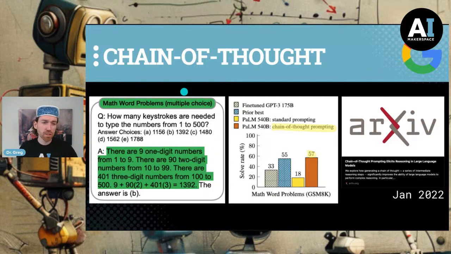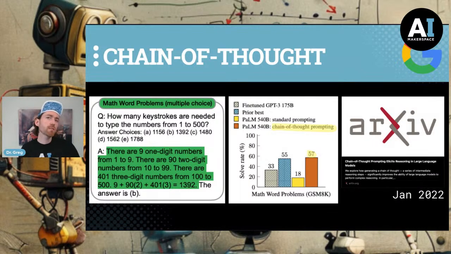If you get the question, for instance, how many keystrokes are needed to type the numbers from 1 to 500, and you get A, B, C, D, E choices, a regular student, potentially not trying that hard, might just say the answer is B. And then you'd be like, what? Did you just cheat? How did you know that?